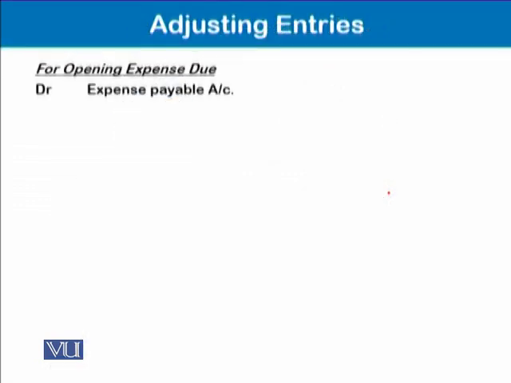Well, when we say adjusting entries, it means that we are dealing with some conditions. And the first condition is opening expense due. Opening expense due means that it is our expense that belongs to the previous year, but that was paid during the year. So since based on its payment it was debited to the expense account, now we have to credit this expense account and debit the opening payable account. That account will be closed and expense will be reduced with this.